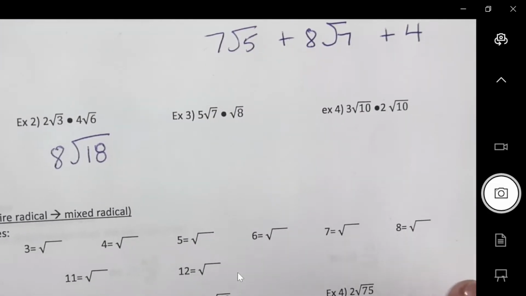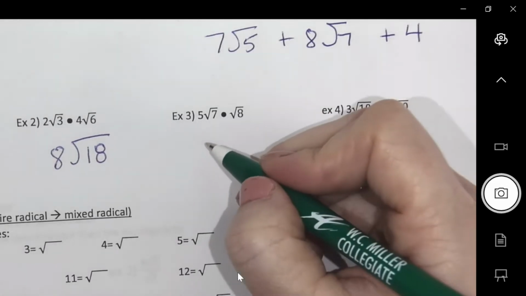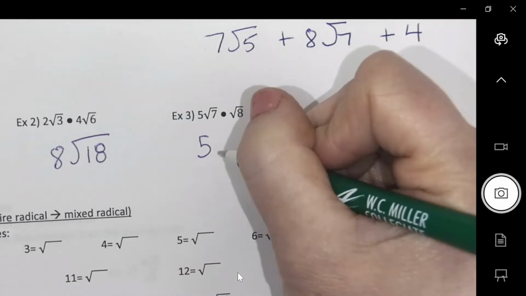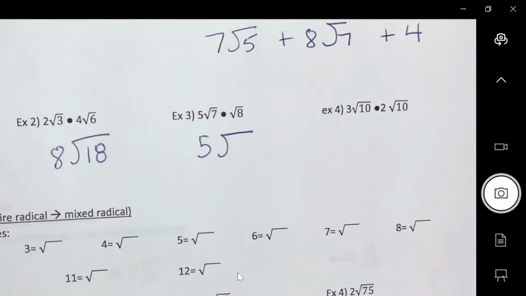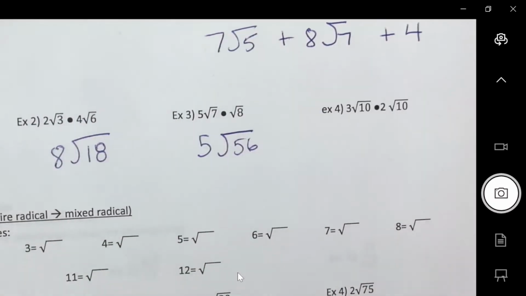Number 3. The whole number is 5. That's all there was. And the radical is 5 times 8, or sorry, 7 times 8, 56.